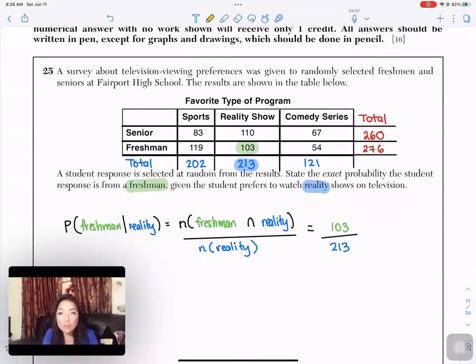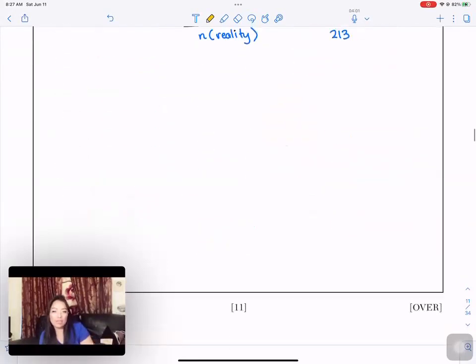So 25, remember I told you they love to ask about conditional probability. Here we have it. So the probability of freshmen given reality. So remember that the formula is number of freshmen and reality, because they have to satisfy both conditions, which is 103, and then over the reality, because given that the students prefer reality, you're only analyzing the students in the reality show. So that's 213. And it's not reducible. So you submit your answer like that.